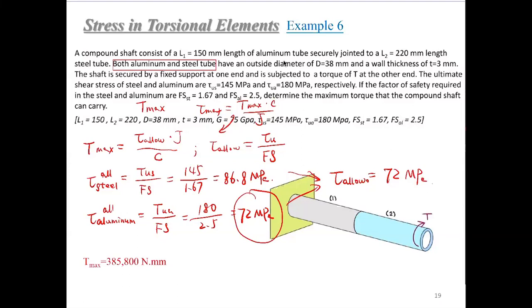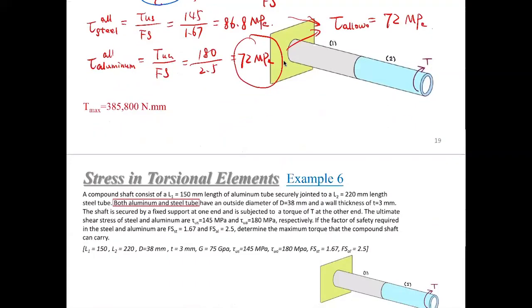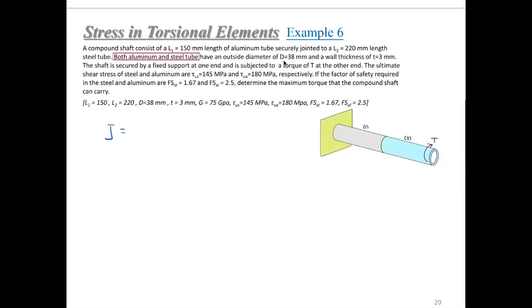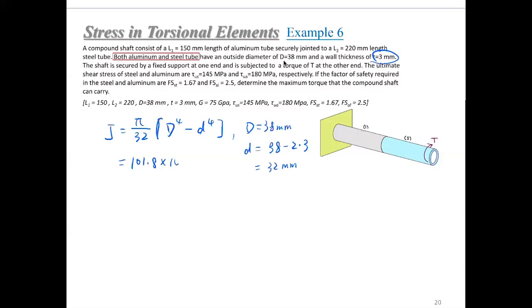Then how to determine the T max? Again, we just need to use this equation, where J is pi over 32 times D to the fourth minus d to the fourth. Here D equals 38 millimeters, and the inner d is 38 minus 2 times the thickness of 3, which will be 32 mm. So this J will be calculated as 101.8 thousand millimeter to the fourth. And C is just 38 over 2, or 19 mm.